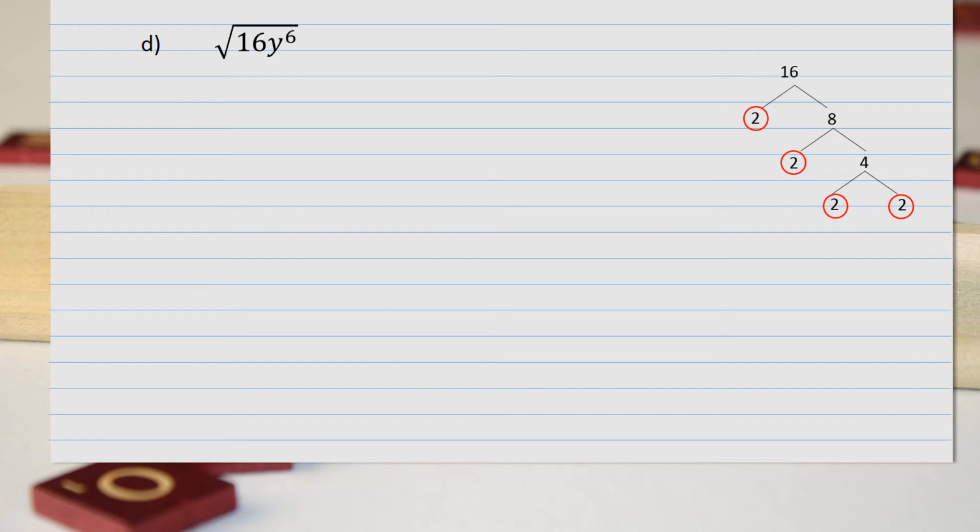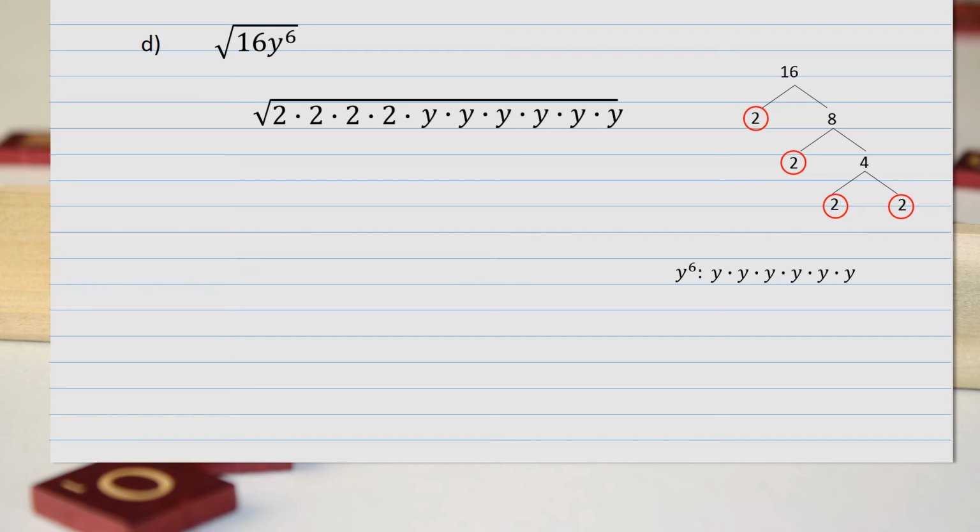So what you notice is in this problem we have already factored the 16, and we are going to write those under the radical. But what makes this problem different is the fact that we now have variables under the radical. So looking at y to the 6th, what does that really mean? Well, y to the 6th means y times itself that many times. In other words, it means y times y times y times y times y times y. Once it's expanded, you can now write that under the radical.